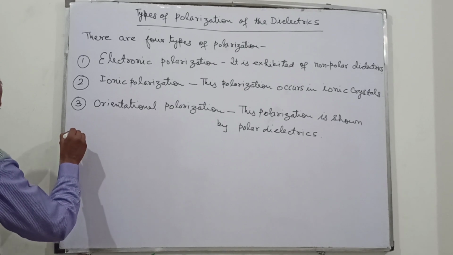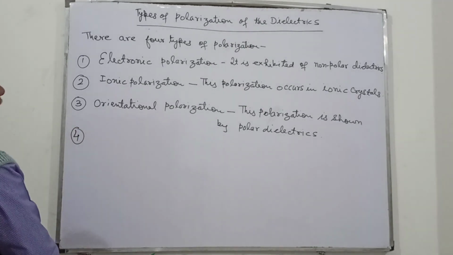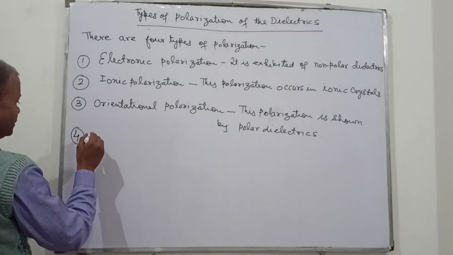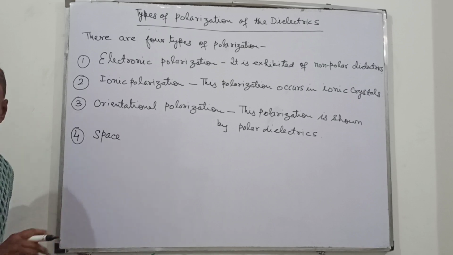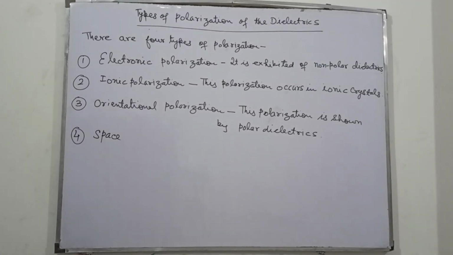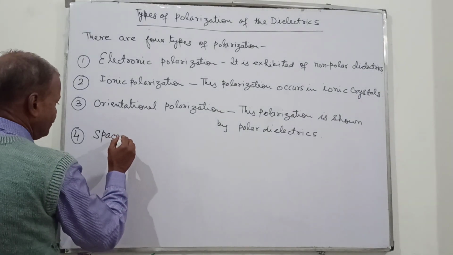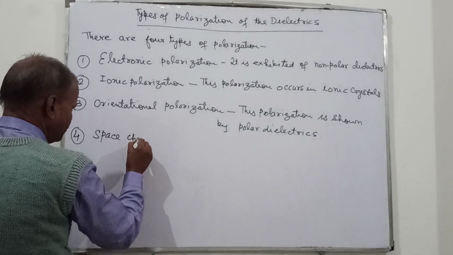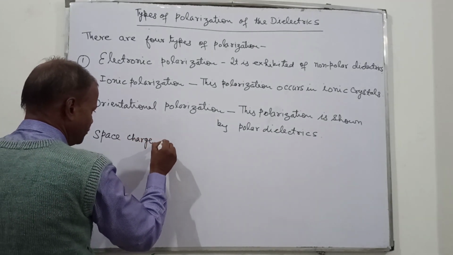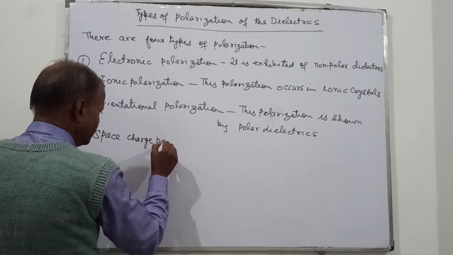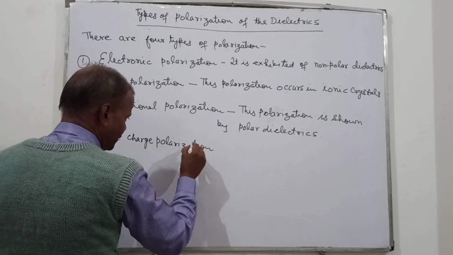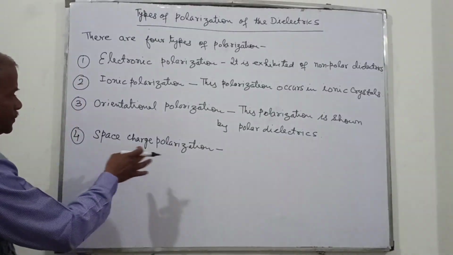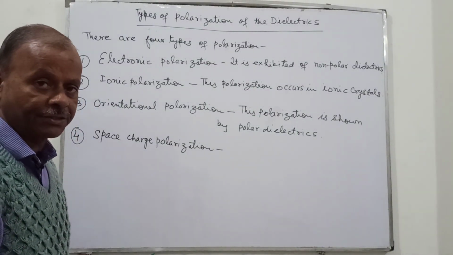And number 4 is the space charge polarization. This space charge polarization is due to the defects in the crystals.